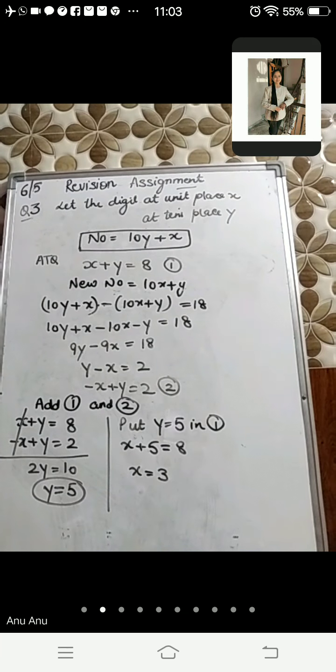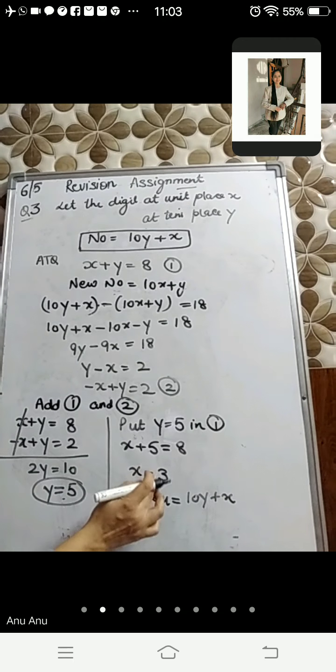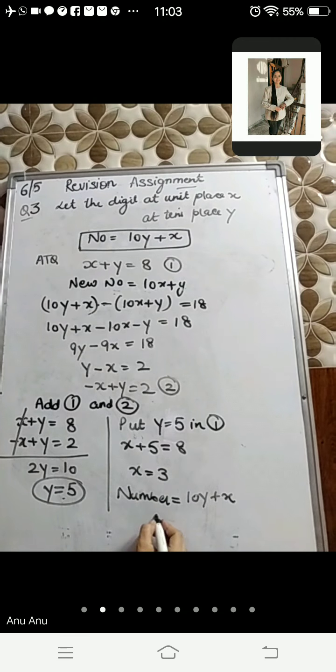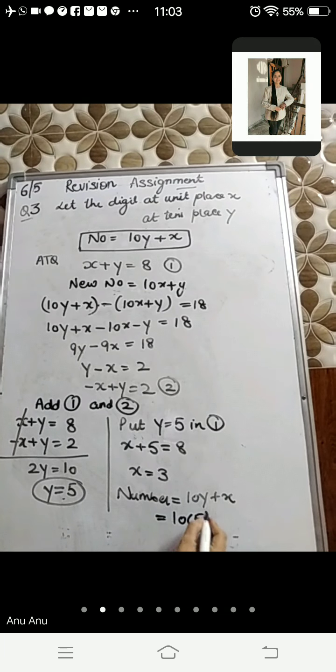Now, in the end we want to find the number. The number is 10y plus x. You can put x and y in this, or you can directly write the answer as well. This is the tens place, this is the unit place, 53 is formed. If you don't want to, you can put it in as well. So your answer is 53.